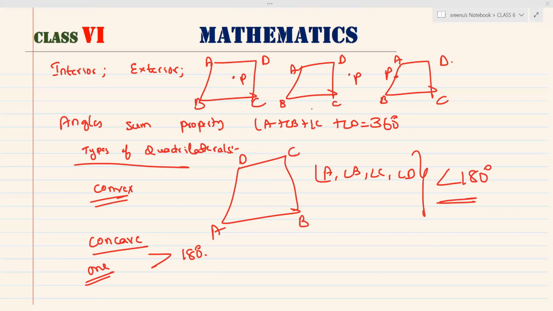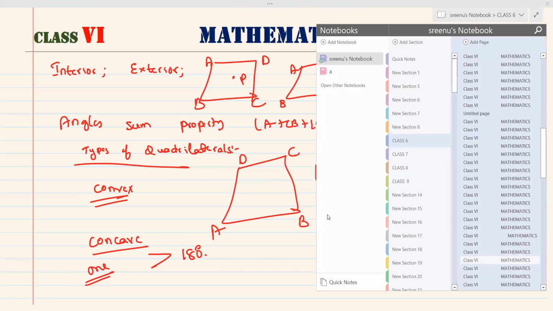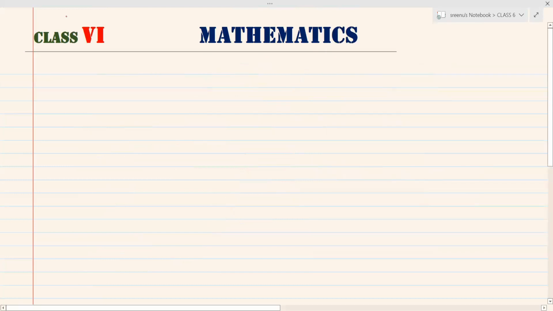Next, the different types of quadrilaterals and their properties. Let us discuss more. First, we'll start with parallelogram. So what do we understand about a parallelogram? A quadrilateral in which both pairs of opposite sides are parallel.